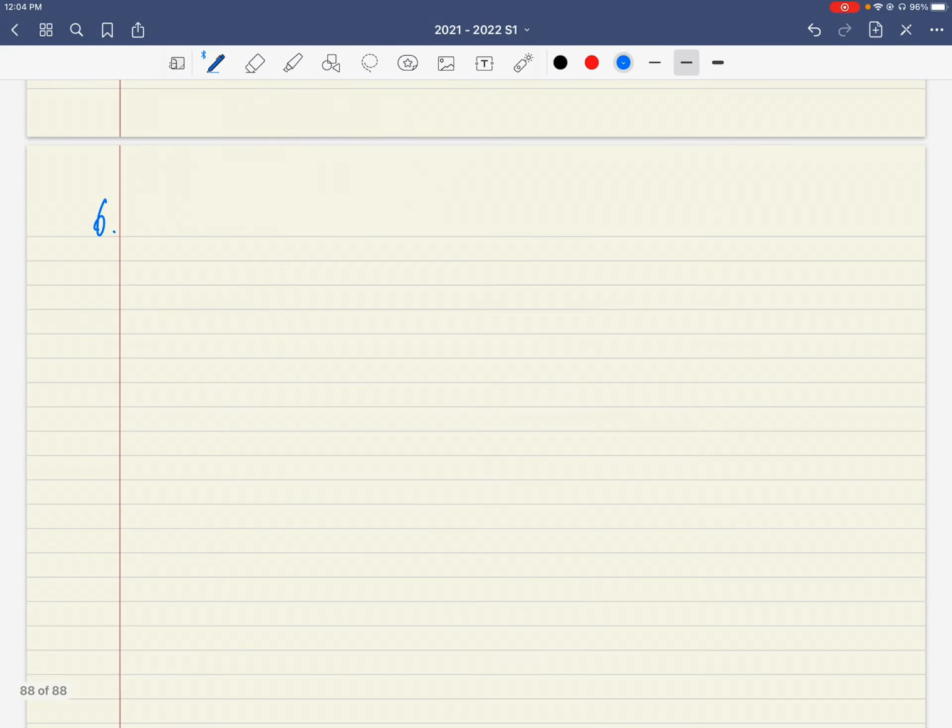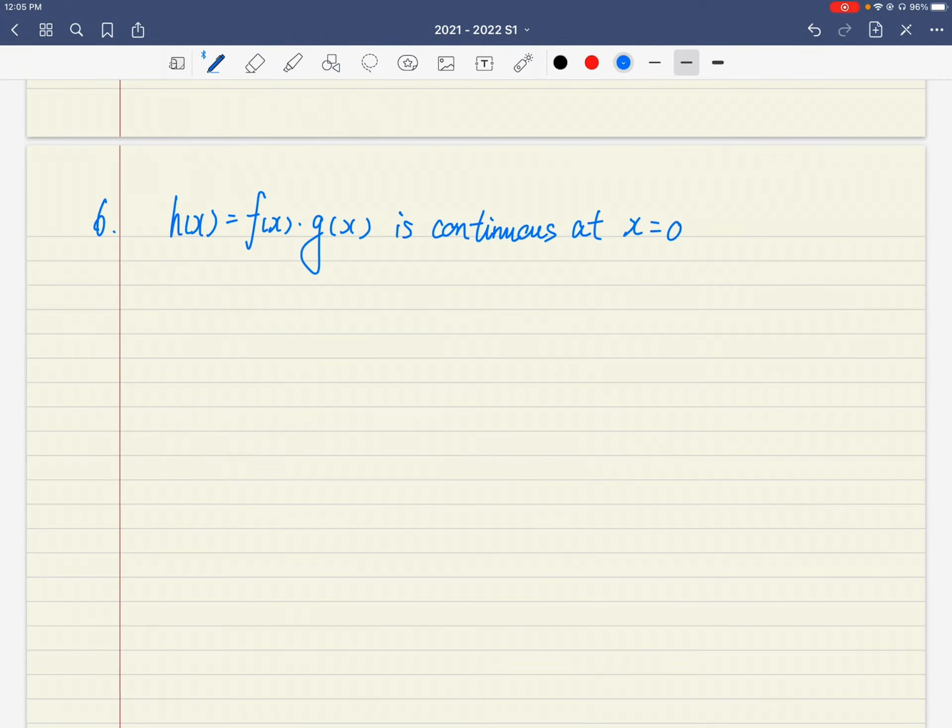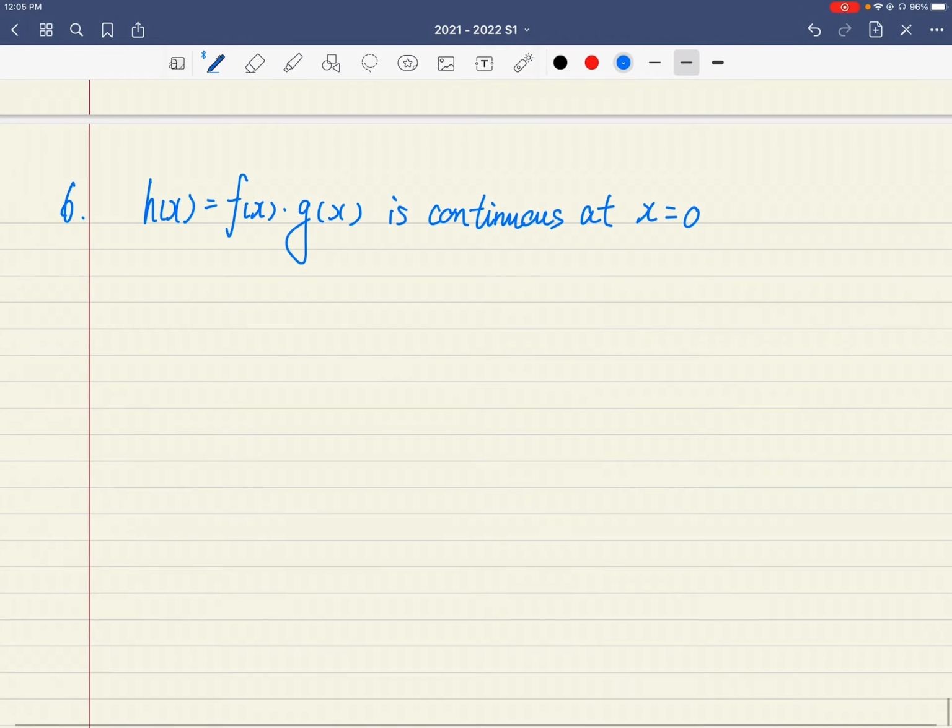Problem 6: if the product h(x), which is f(x) times g(x), is continuous at 0. First, what does continuous mean? I think on the graph it's very obvious.